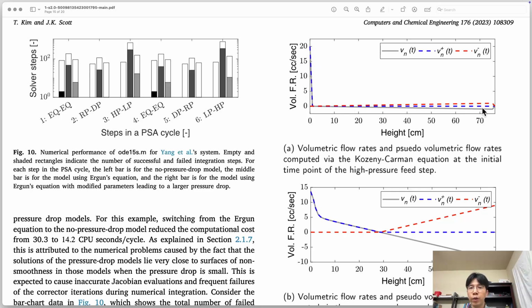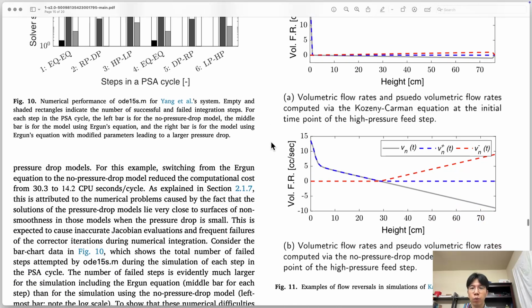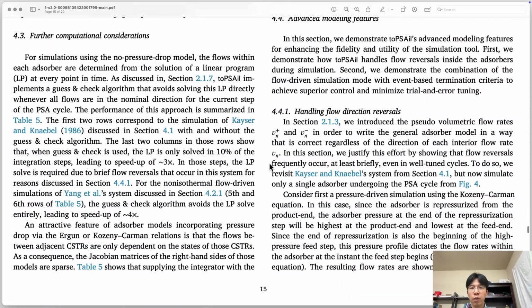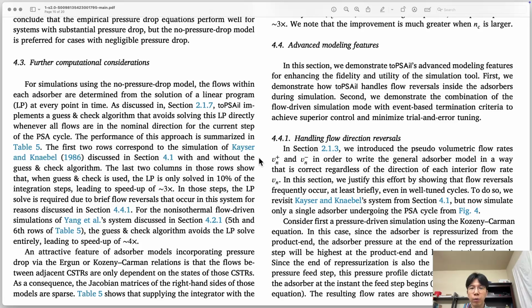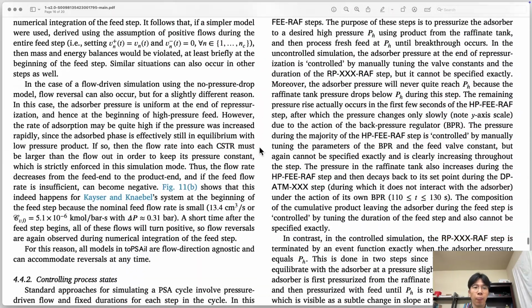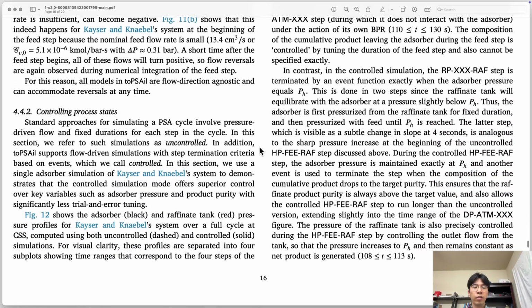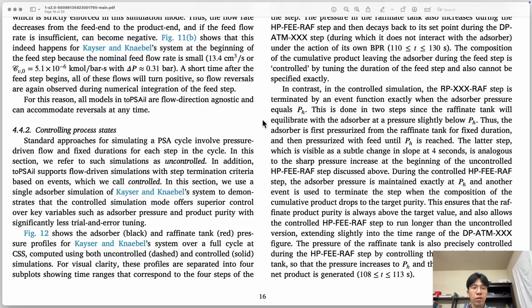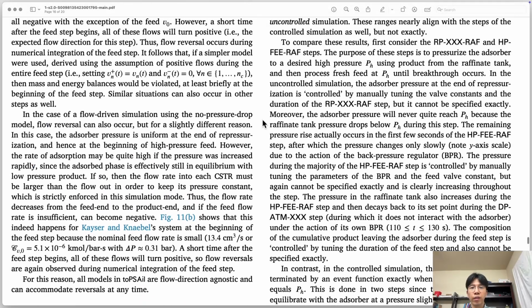So to account for the flow reverser in our model, our model is already written in terms of pseudo-volumetric flow rates. So that's one of the advanced features in our toPSAil, right? Being able to handle the flow direction reversers, and we can actually control the process states too. So we actually use event functions to control process state.